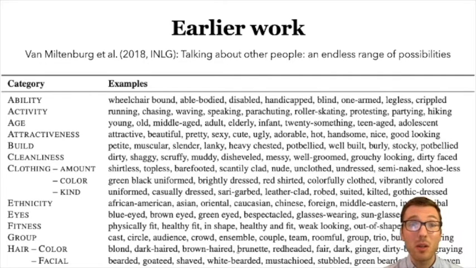Now, in earlier work, we looked at how people describe other people. So we took existing corpora, the Flickr30K corpus and the MS COCO dataset, and we looked at how people talk about other people. So what kind of semantic categories do they use? What kind of modifiers do they use? What properties do they refer to?